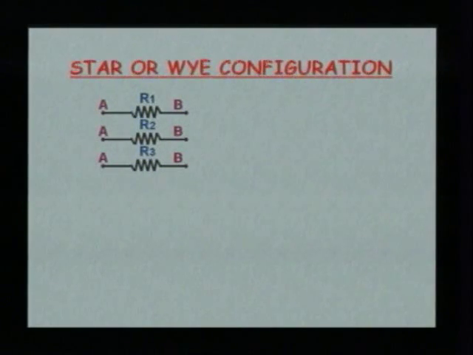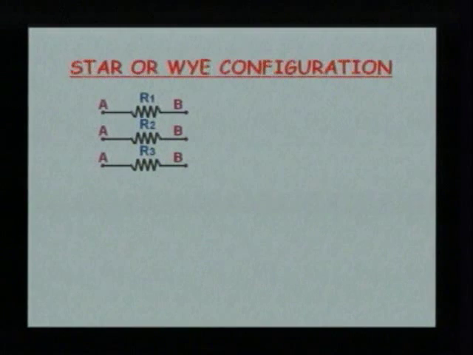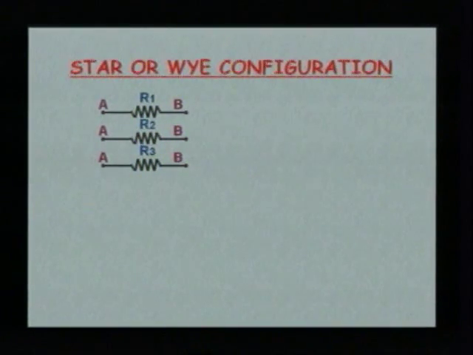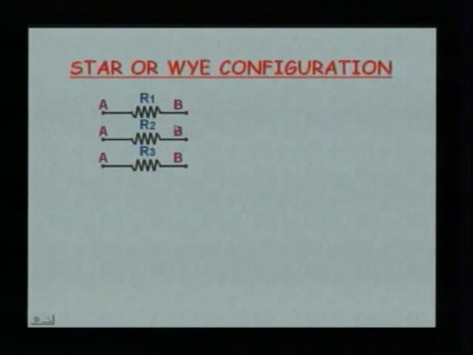Let us look into a star connection, the star or Y configuration. A star connection is one in which similar ends of 3 elements are connected to a common point. Let us consider the 3 elements to be R1, R2 and R3 with the terminals A and B. Now, as we have said, the similar ends must be connected, that is, either we can connect all the A ends or all the B ends. Now, let us make the connection.